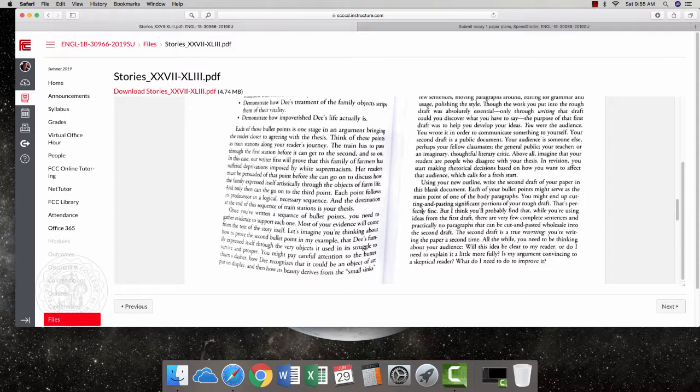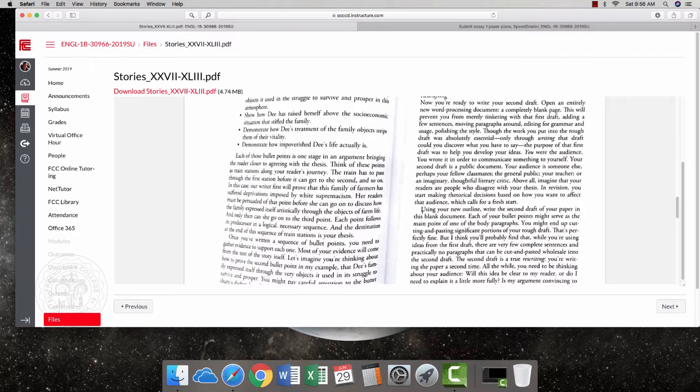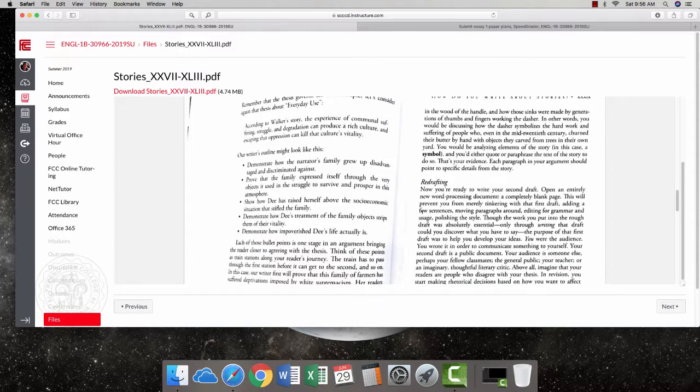Once you've written a sequence of bullet points, you need to gather evidence to support each one. Most of your evidence will come from the text of the story itself. Let's imagine you're thinking about how to prove the second bullet point in my example, that Dee's family expressed itself through the very objects it used in its struggle to survive and prosper. You might pay careful attention to the butter churner's dasher, how Dee recognizes that it could be an object of art put on display, and then how its beauty derives from the small sinks in the wood of the handle, and how those sinks were made by generations of thumbs and fingers working the dasher.